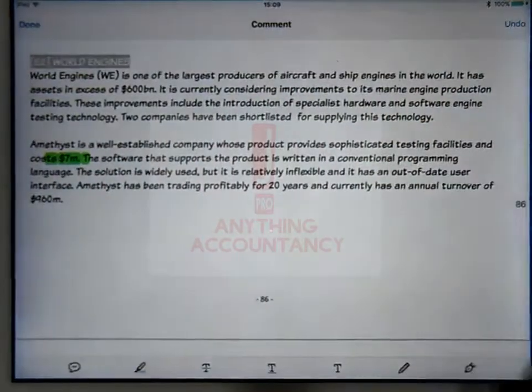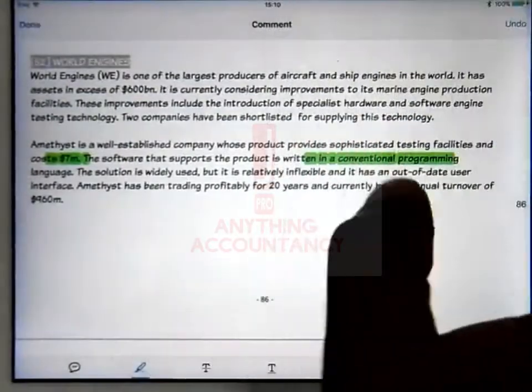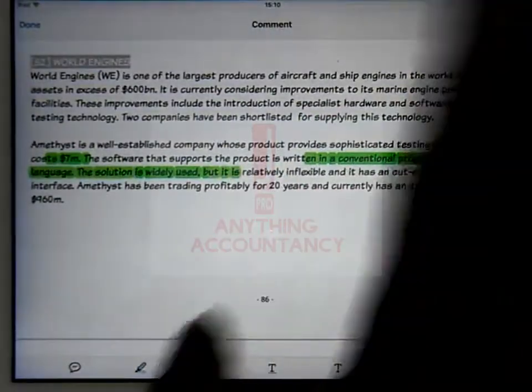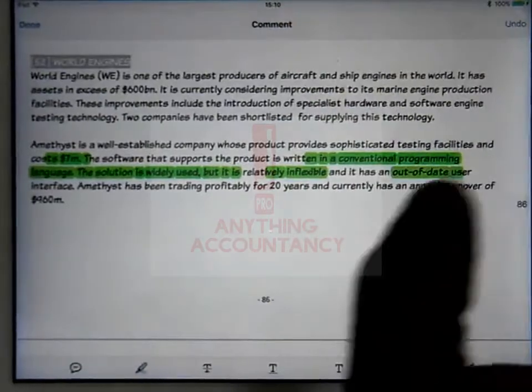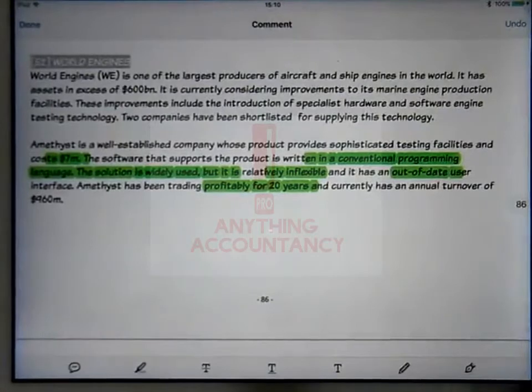The software and the product is written in conventional programming. I'm looking at this word, programming. The solution is widely used, relatively inflexible. It has an out-of-date user interface. Trading profitability of 20 years. Amethyst has a turnover of 960 million. Well, where do you think you're going to put this?